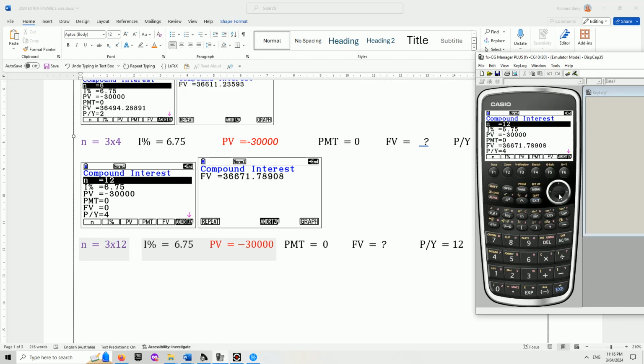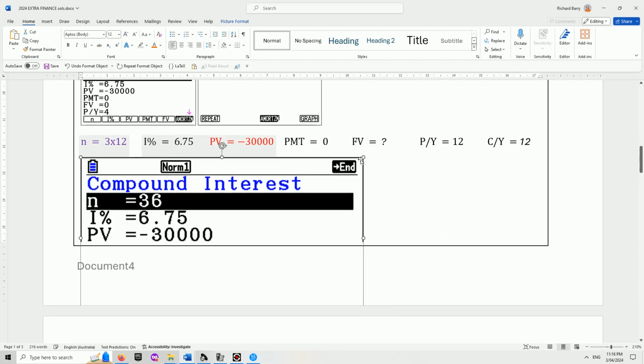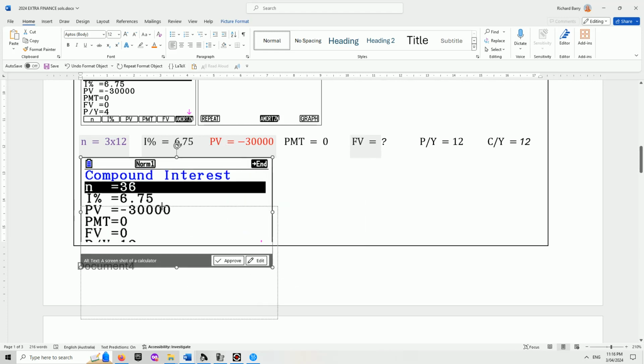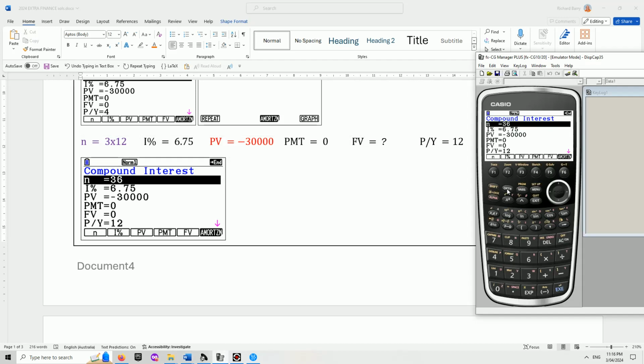Okay, so N equals 3 times 12. Interest the same, present value the same. We'll put a 0, we're looking for a new thing, new future value. And payments per year, compound per year is 12. Copy this guy. Always great to get it upside down. Let's have a look at what the answer actually is. Future value is an F5, and we're looking for that number.